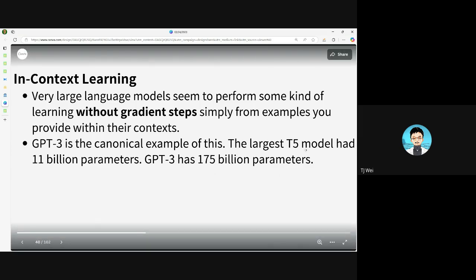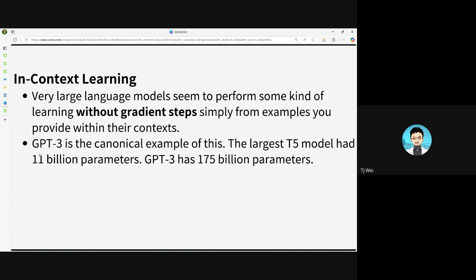but was also observed, maybe, in T5. When GPT-3 was released, one of the exciting things was in-context learning. It means that a very large language model can perform some kind of learning without gradient steps. So how can you achieve it? You simply give it a few examples in the context. Because it is an auto-completion model, you first give a few examples before you actually ask your question, and GPT-3 will answer it.